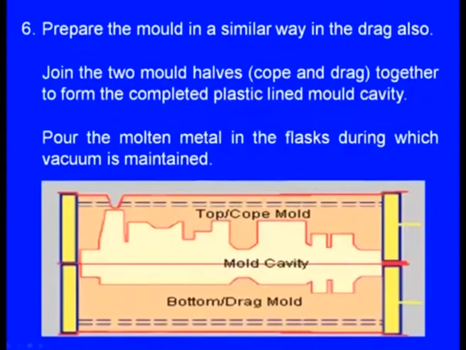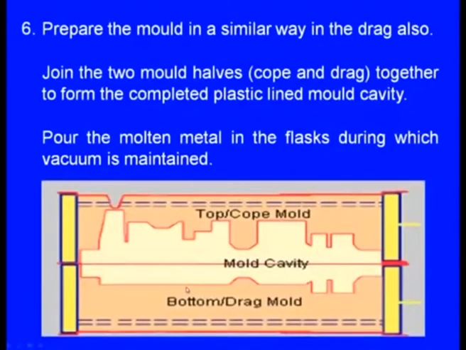Now, these are to be joined, join the mold of cope and drag together to form the completed plastic lined mold cavity. So, this is the cope and this is the drag. Remember, this is the cope. For the cope, at the top and the bottom there is a polymer sheet, it is covered and concealed by polymer film. For the drag also, both at the top and the bottom there is polymer film and it is concealed by polymer film.